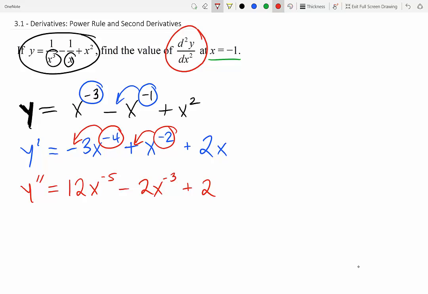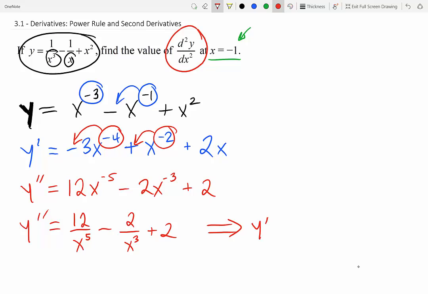Now that I've taken two derivatives, if I want to plug in this value, one thing that's really helpful now is to have this written without any negative exponents. Some people didn't know what to do when they plugged in -1 raised to the -5th power, but it's much easier if you see it as 12 over x to the +5, and then minus 2 over x cubed, finally plus 2. So writing the function that way now allows us a very easy function to use here, where now I want to plug in a -1 into this second derivative.